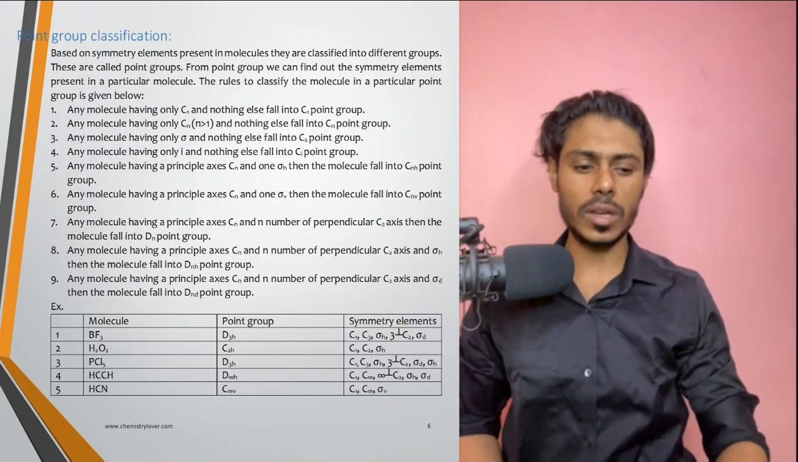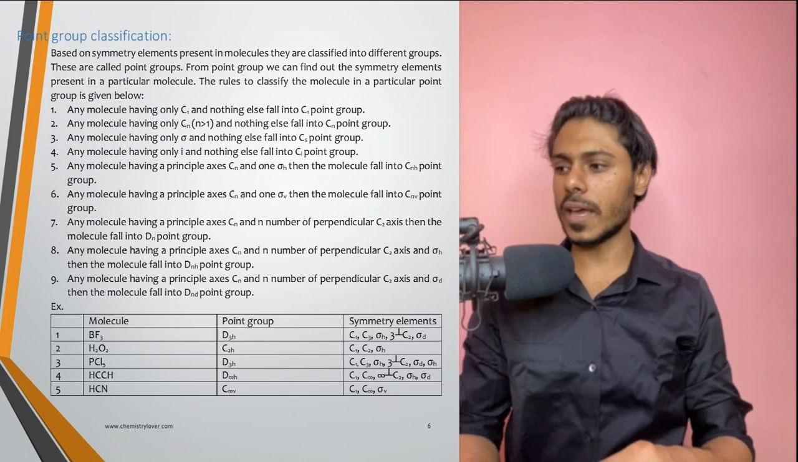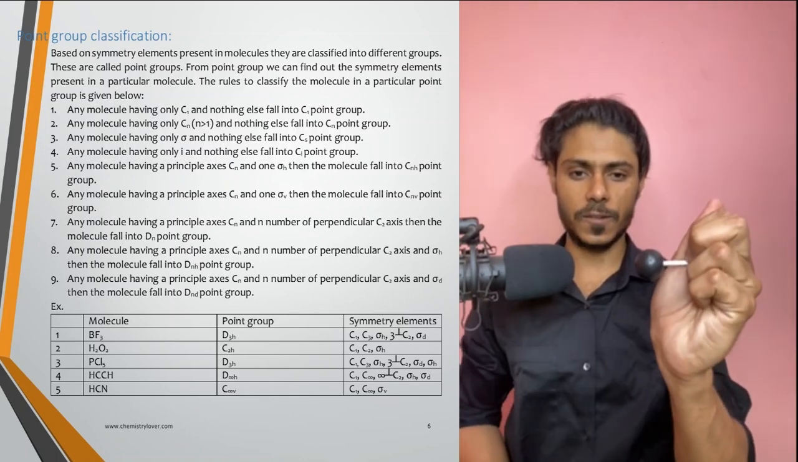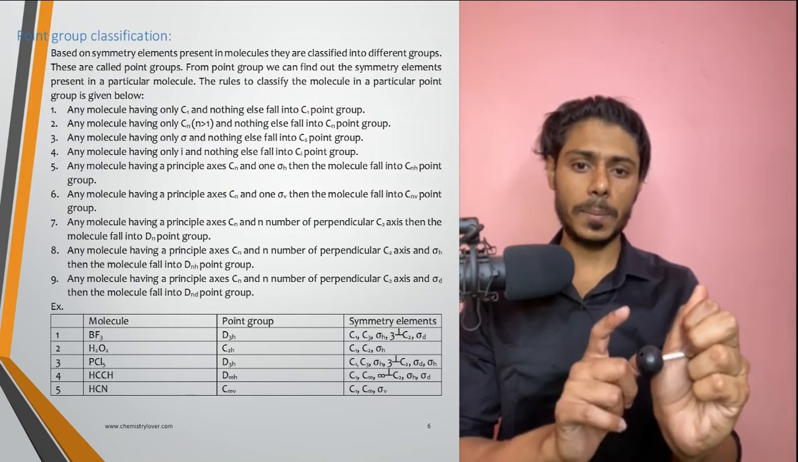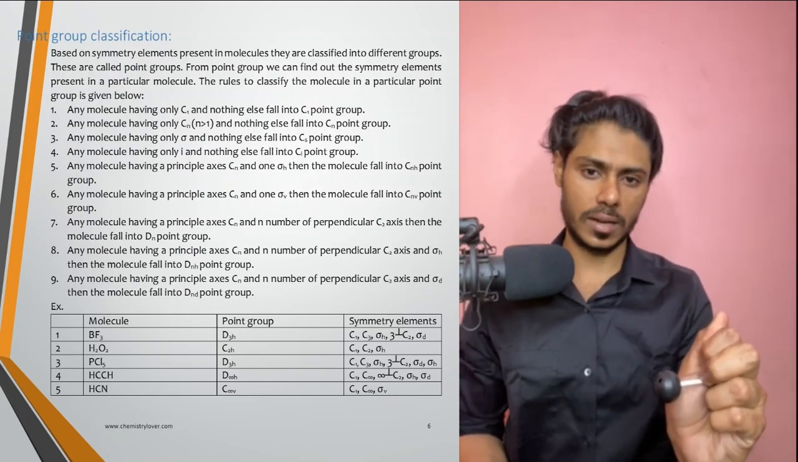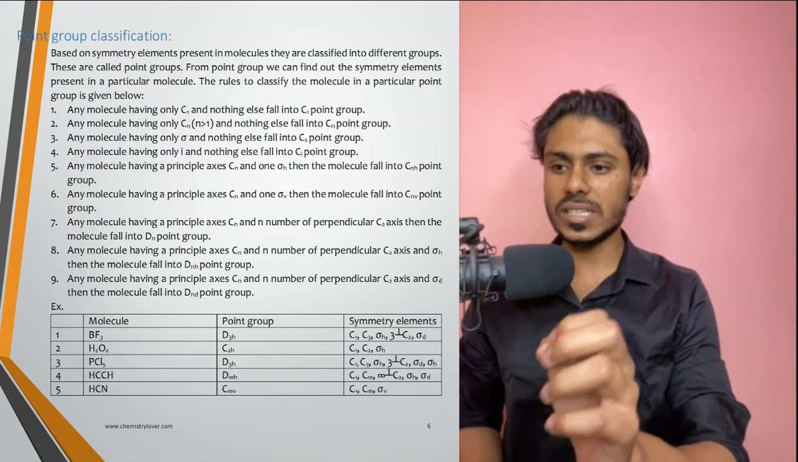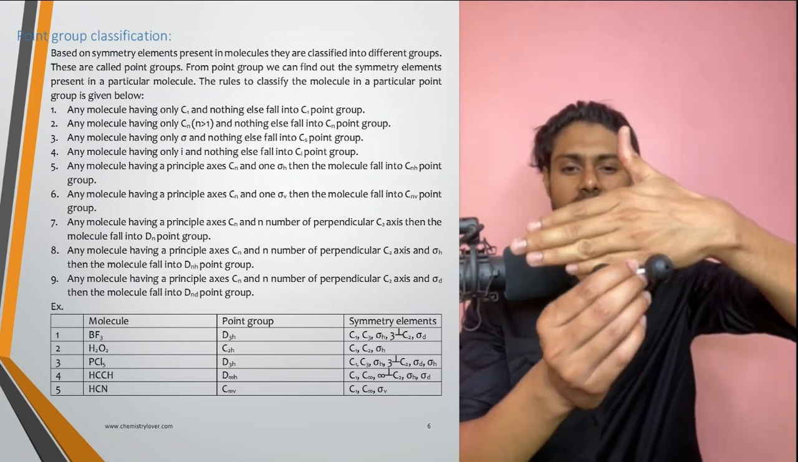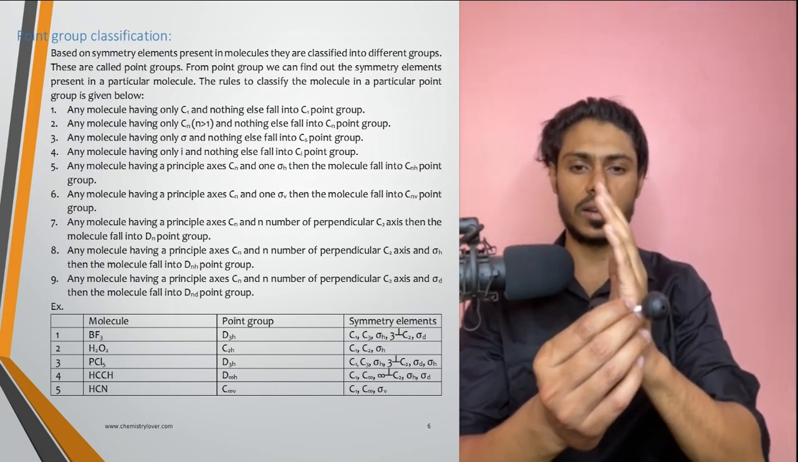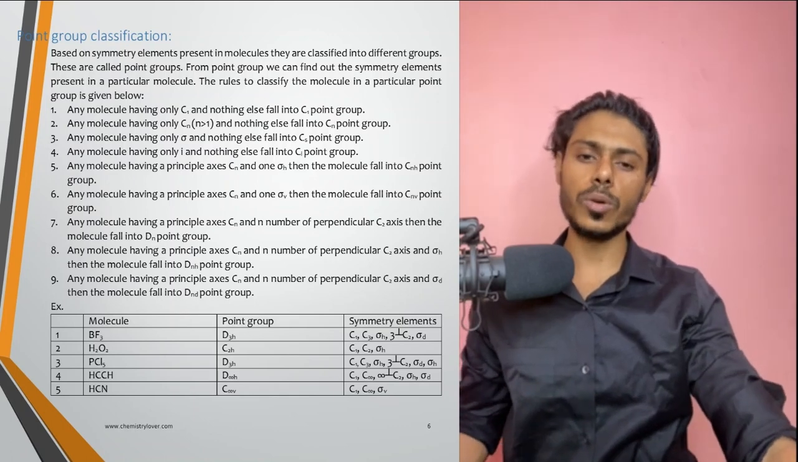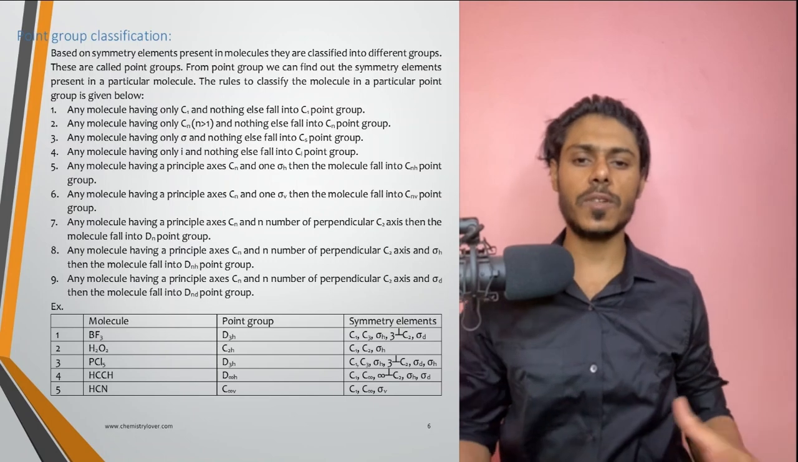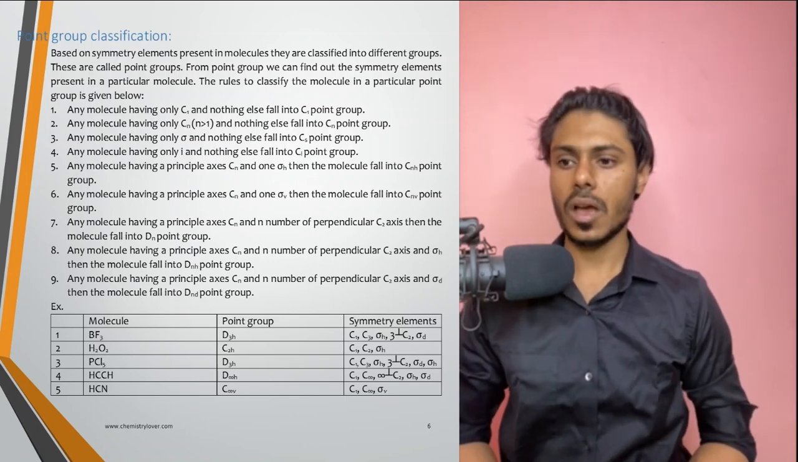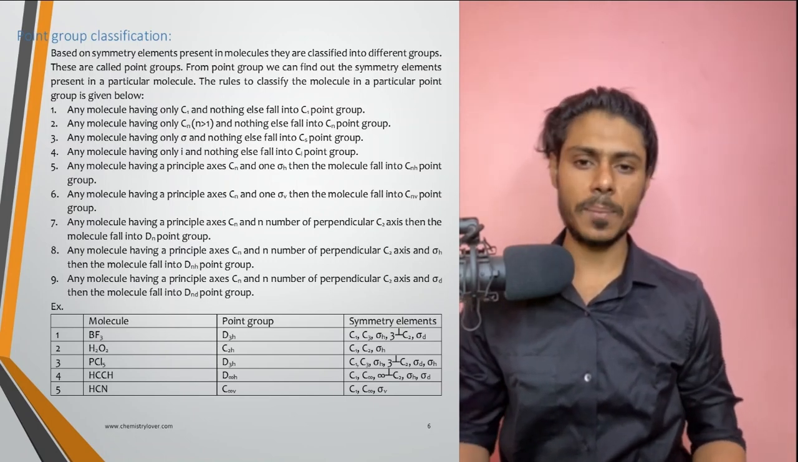For the HCN molecule, this side is different. The C infinity axis is there, but perpendicular C2 axes are not there. So it has only the C infinity axis, and sigma V is there, but sigma H is not there. That's why the point group will be C infinity V. So that's how you can classify molecules into different point groups. You will get more examples in any textbook.